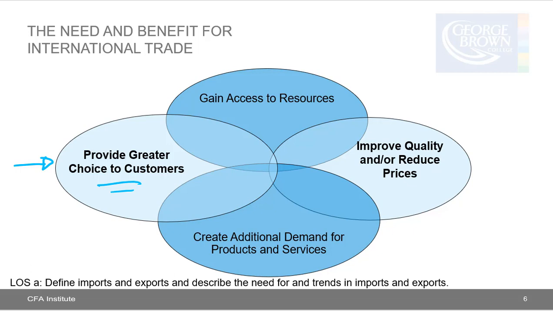Okay? So now we're moving over to this quadrant. By enhancing competitiveness between suppliers of the goods and services, international trade promotes higher efficiency, which helps keep prices down. International trade also stimulates innovation, which generates better quality goods and services.